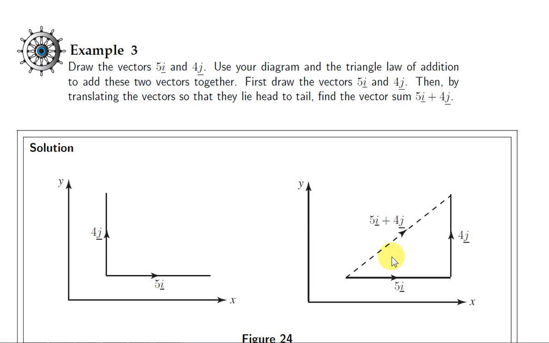Of course, we could also add them by the triangle law. We could just move this vector 4j so that its tail coincides with the head of the vector 5i. Then we join the tail of 5i to the head of 4j. So that's our vector sum, 5i plus 4j.